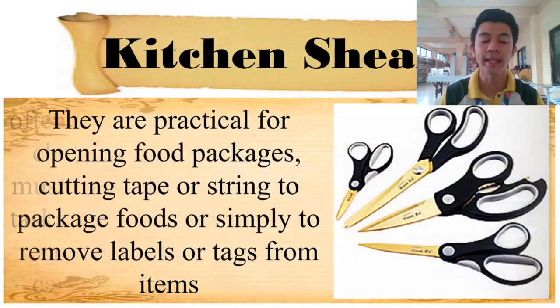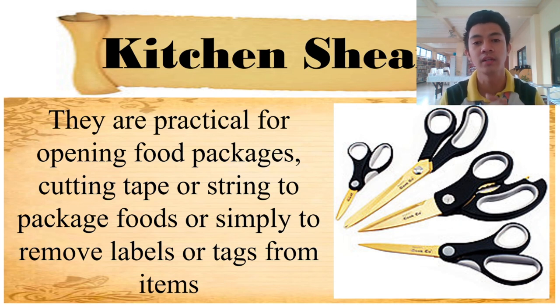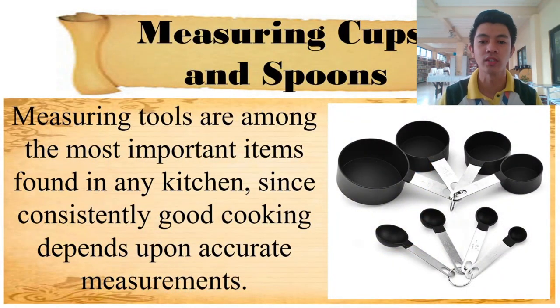Ayan. Next, kitchen shears. They are practical for opening food packages, cutting tape, or string to package foods or simply to remove labels or tags from items. And kitchen shears are specifically made for food preparation. And ginagamit natin yung shear kapag gusto natin i-open yung plastic or yung package. Nang sa ganon, makuha natin yung laman noon para hindi tayo mahirapan sa pagbubukas, gagamitin natin yung gunting or yung shear. Ayan.